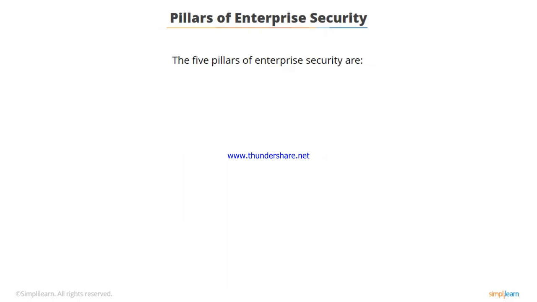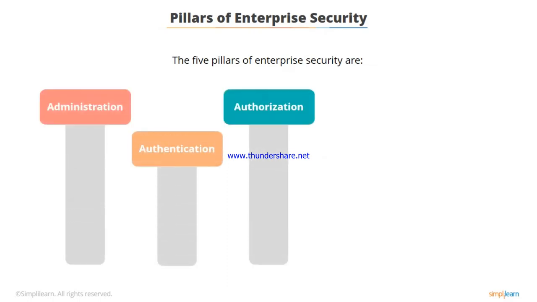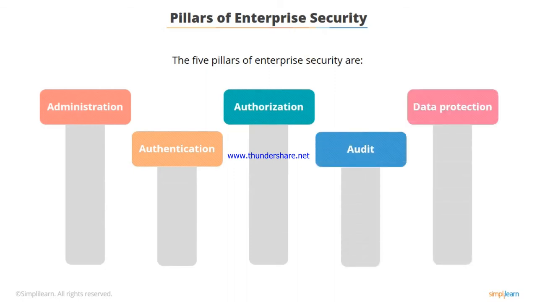The 5 pillars of enterprise security are administration, authentication, authorization, audit, and data protection. Security administrators must provide enterprise-grade coverage across each of these pillars when they design the infrastructure to secure data in Hadoop. If any of these pillars remain weak, it may result in damages and associated risks.